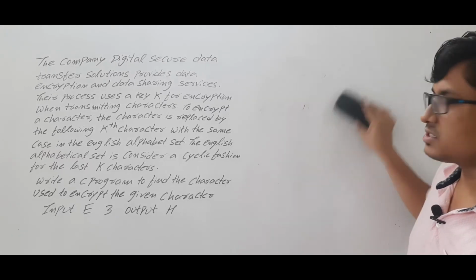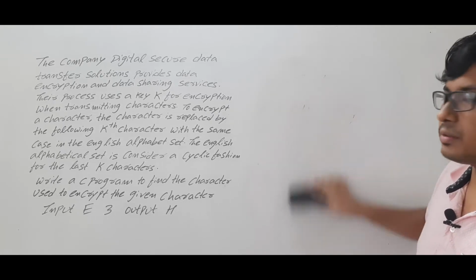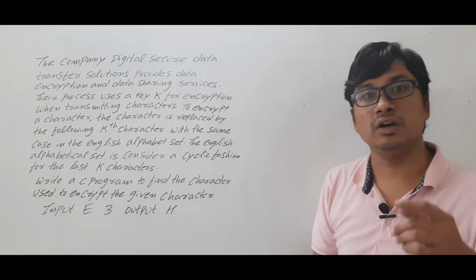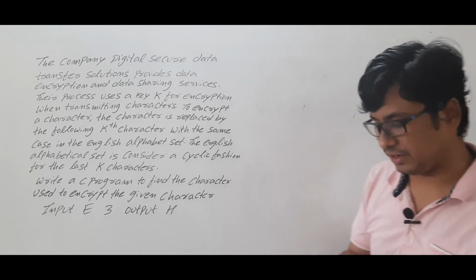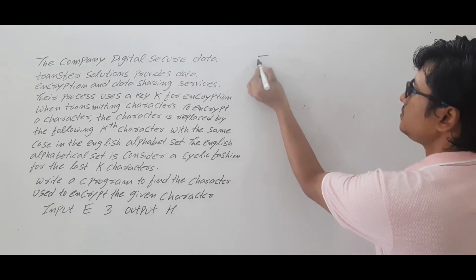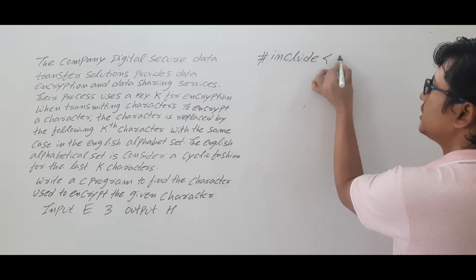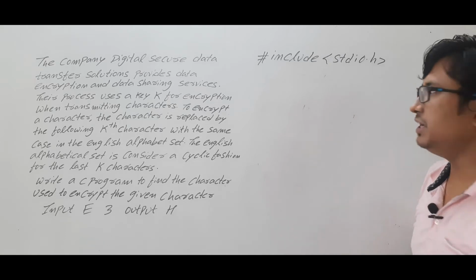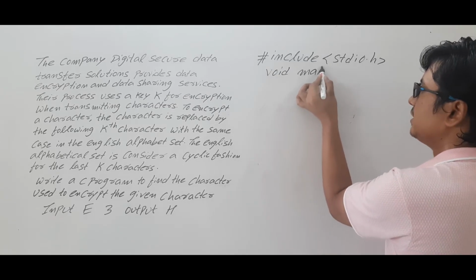As we are writing the C program, we need to include the header files. As I will use the printf and scanf functions, I need to include the header file called stdio.h, which is standard input output header file. Okay. I will write #include <stdio.h>, and every C program will have the main function. We will write it as void main.